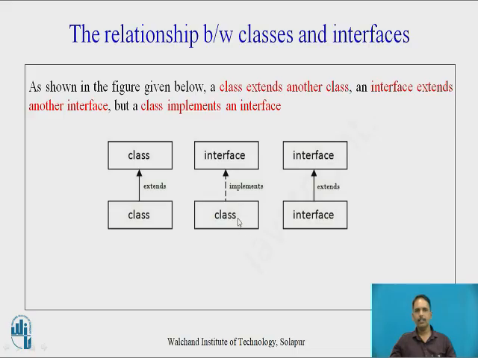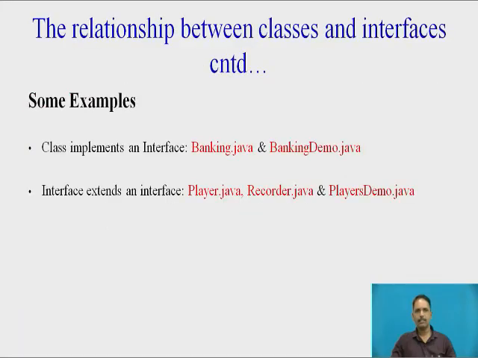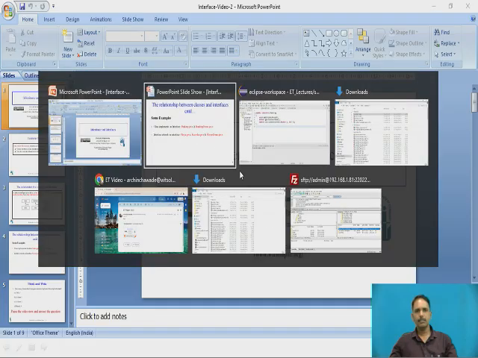On the other hand, if a class implements an interface, where the interface is providing some abstract methods to implement, the implementing class will implement all those abstract methods. Let us see some examples for understanding the relationship between classes and interfaces. In the first example, we will see how a class implements an interface. Here I am taking the example of the banking domain. So let us open Eclipse and see these particular examples.